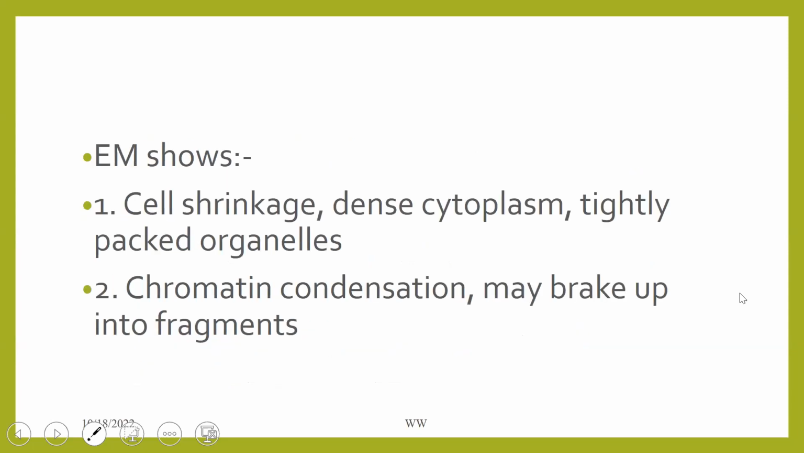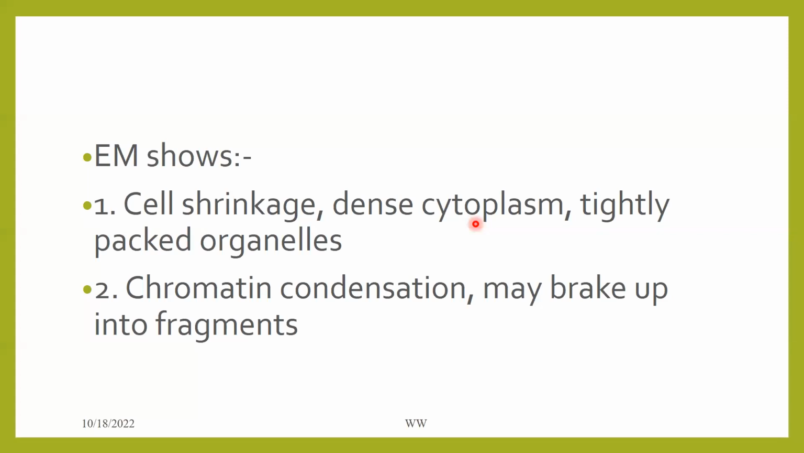What we see on electron microscopy to differentiate it from cell death, which is cell necrosis. Actually, necrosis is just cell death during life. On electron microscopy, there's shrinkage of the cell. If it was 5 microns, it becomes 1 micron. So it shrinks and becomes smaller. And then, because of shrinking, the cytoplasm appears dense, so it stains more intensely, and the organelles end up being packed tightly because of that shrinkage.